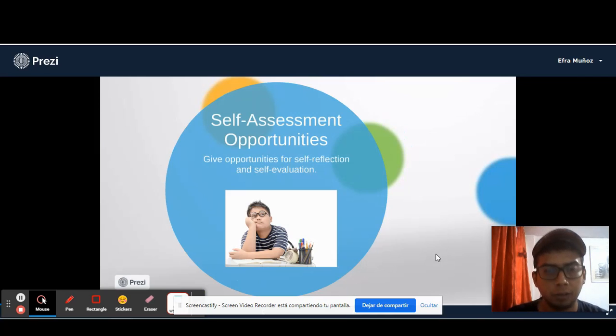Okay, let's continue with the self-assessment opportunities. Give opportunities for self-reflection and self-evaluation. At the end of each subject or learning module, the learner should be given time to reflect and be encouraged to pause and write down what he or she has learned, motivating him or her to understand how he or she will put the knowledge acquired into practice in his or her work.